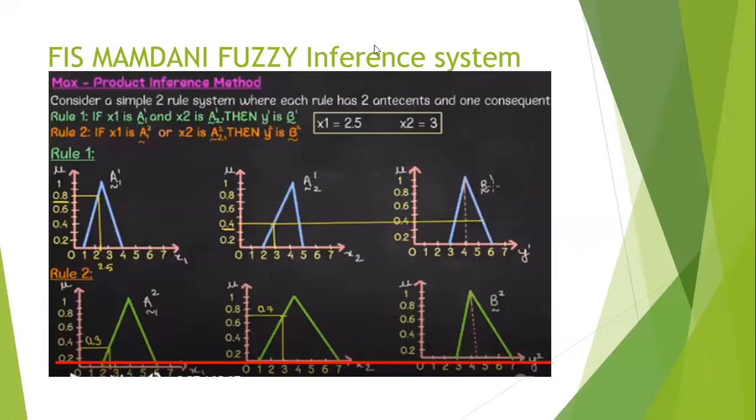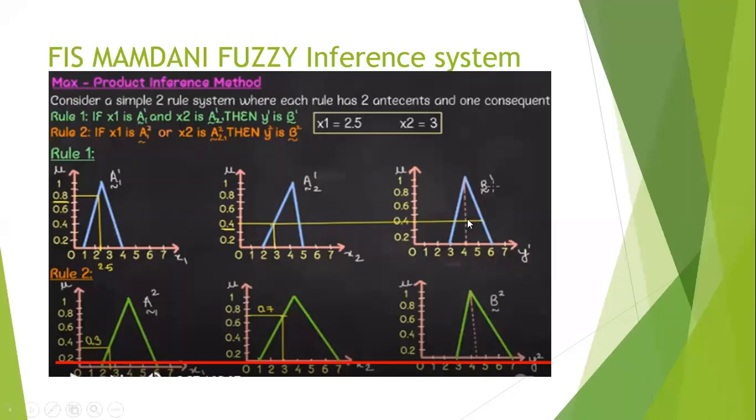Coming to the max product inference method. In the max product inference method, you will consider scaling down of your triangle. Earlier we have truncated. We have cut down and only considered the shaded area in the max minimum method. But here in the max product inference method, we will be scaling down your triangle to the minimum or maximum membership function value.